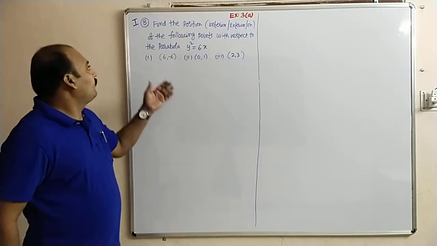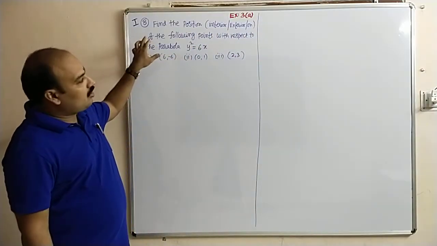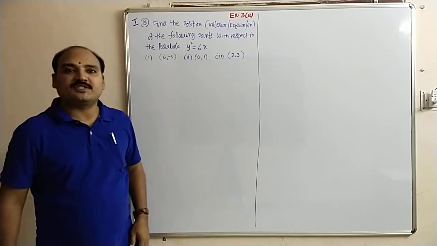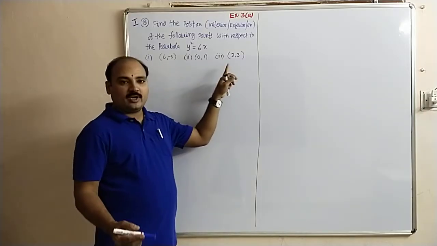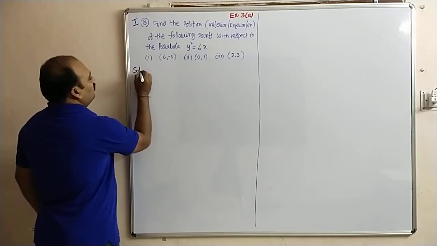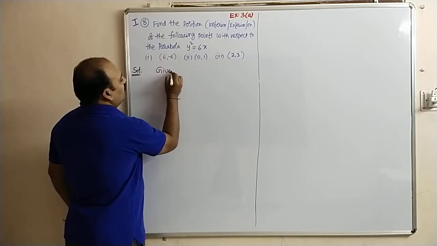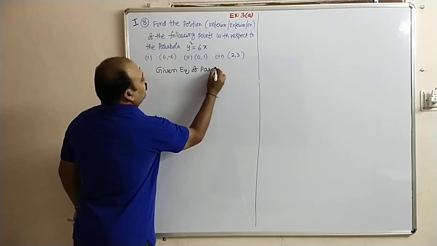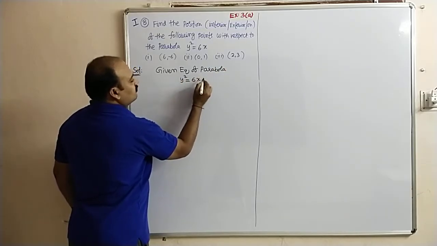The next question. Find the position, interior or exterior or on, of the following points with respect to the parabola y square equal to 6x. The first one is (6, -6), then (0, 1) and (2, 3). See, first question we have to do that. Given equation of parabola, y square equal to 6x.